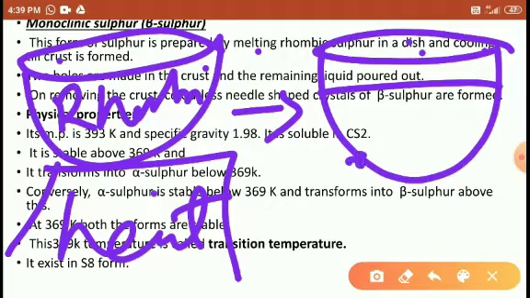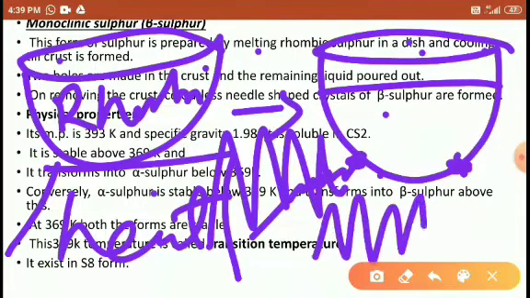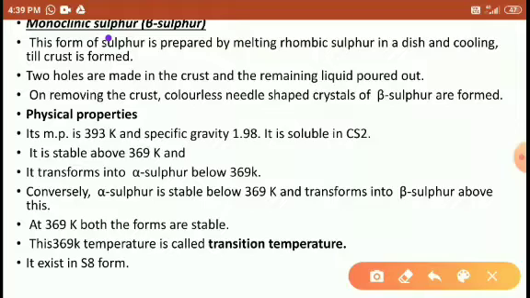So what we have to do here is make two holes, and using some object we try to remove this sulfur. While removing, it turns into structures like this, needle-like shapes. That is what we call monoclinic sulfur. Right students? So it is a colorless needle-like shape.